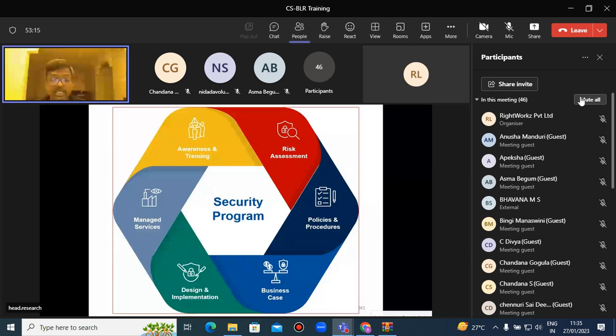Then design and implementation. We implement the security level of the information by using design and implementation. And finally, we show dashboards, pie charts, bar charts, and line charts through dashboards or scorecards and managed services very easily. So these are the 6 steps we follow in the security program. Keep this in mind.